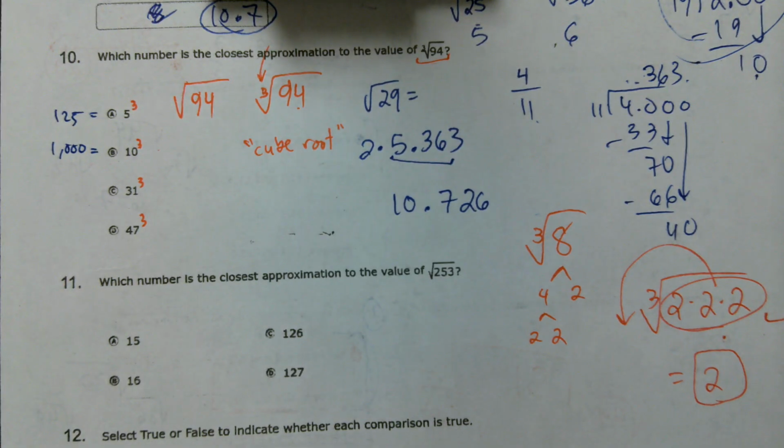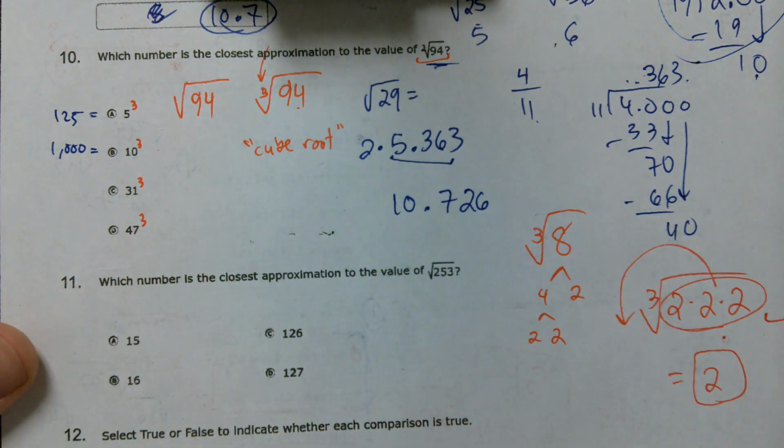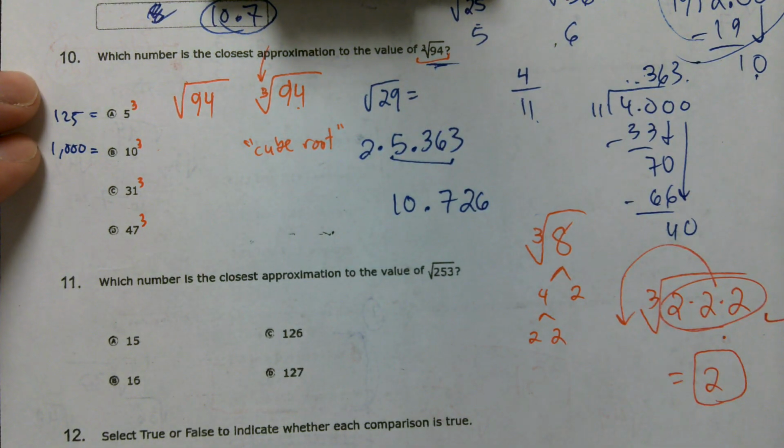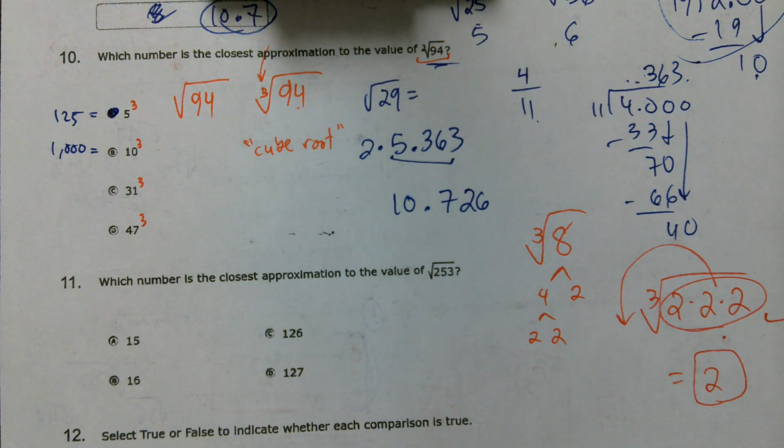31 times 31 times 31, that's going to be an insanely large number, way larger than 94. So what's going to be the closest number to 94? 125 or 1,000? 125. So my answer must be A. Right? I didn't even touch the cube root. All I needed to know was that I'm cubing my numbers to hopefully get me close to 94. All right?